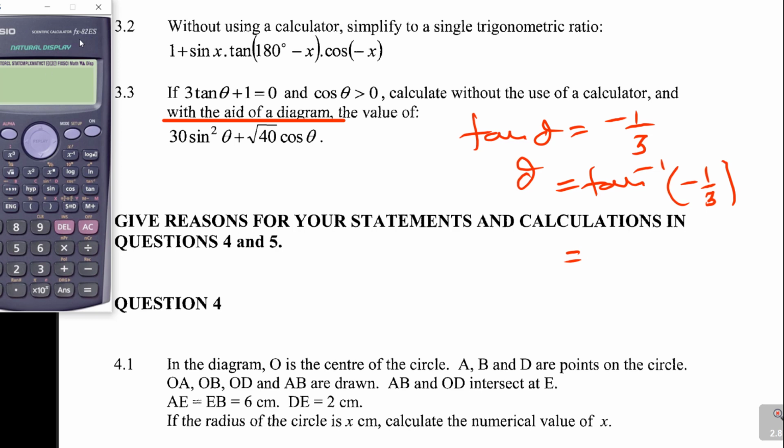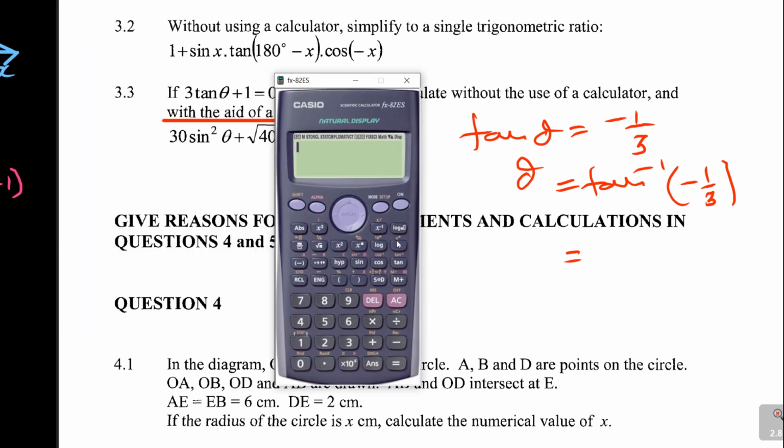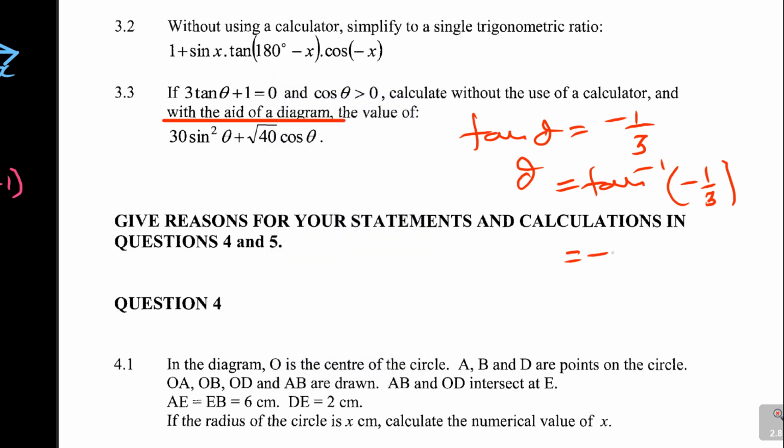What will it give us? So you shift arctan negative 1 over 3. It's always important to test these answers. It's negative 18.4349. Right. Now, if I use it there, where there is theta, I must what? Where there is theta, I must put this value of negative 18.